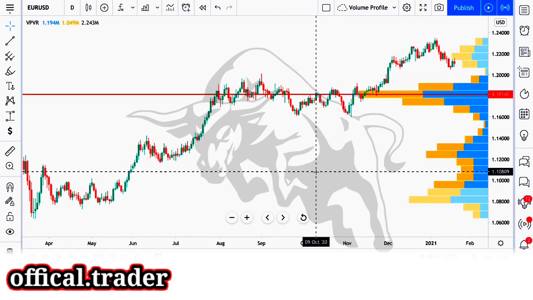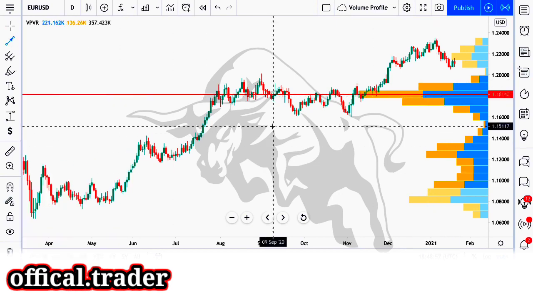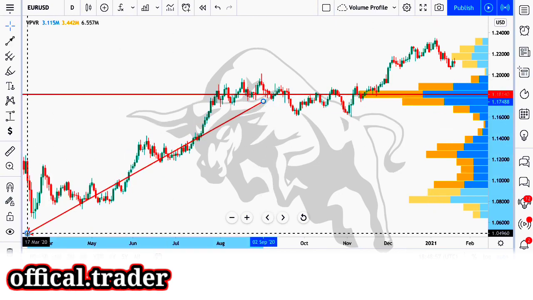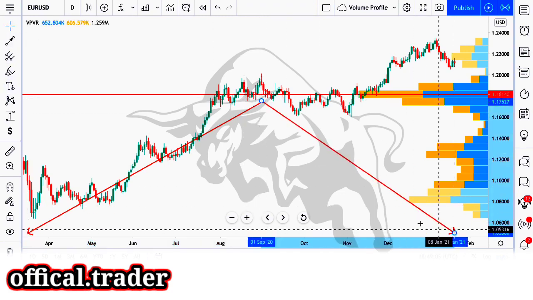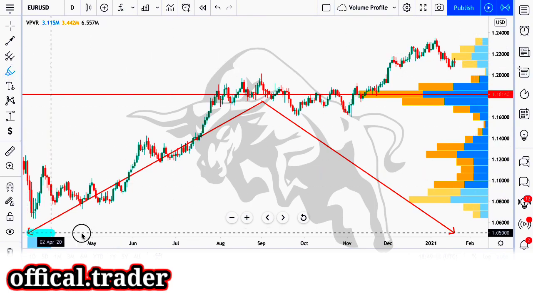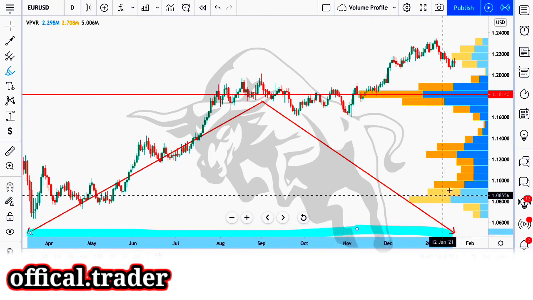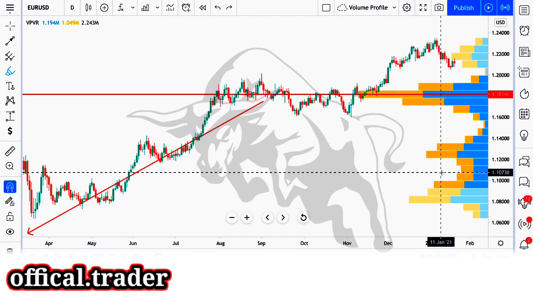A visible range volume profile tells us how much volume traded at each specific price over a period of time that we're looking at. So this is our starting point, and this is our ending point. And what we see here is how much trading volume occurred at each specific price over this time, right? So from here all the way to here. And we see how much trading volume occurred at each specific price.